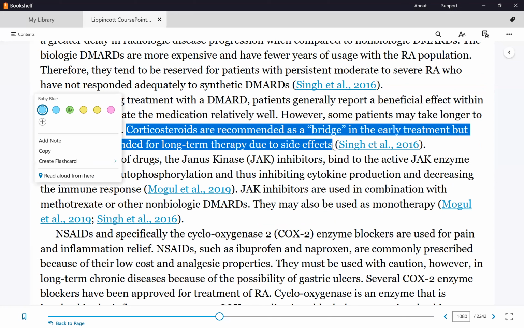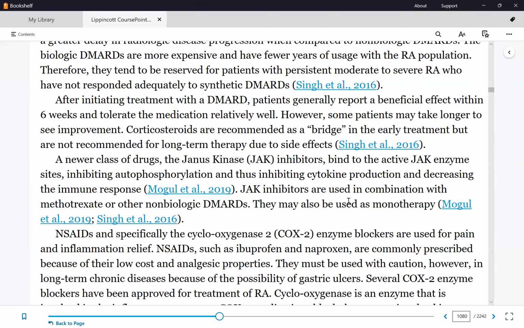This one's corticosteroid. Corticosteroids are recommended as the early treatment, but are not recommended for long-term treatment due to side effects. Okay, what does a bridge mean?